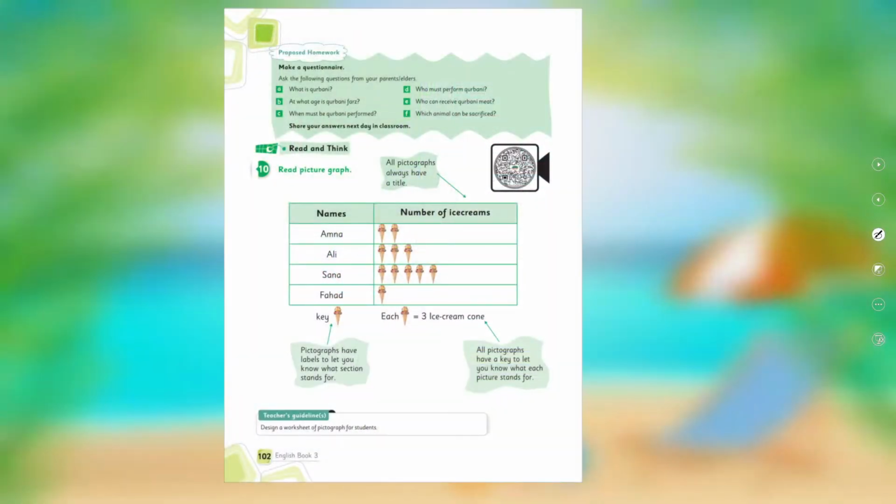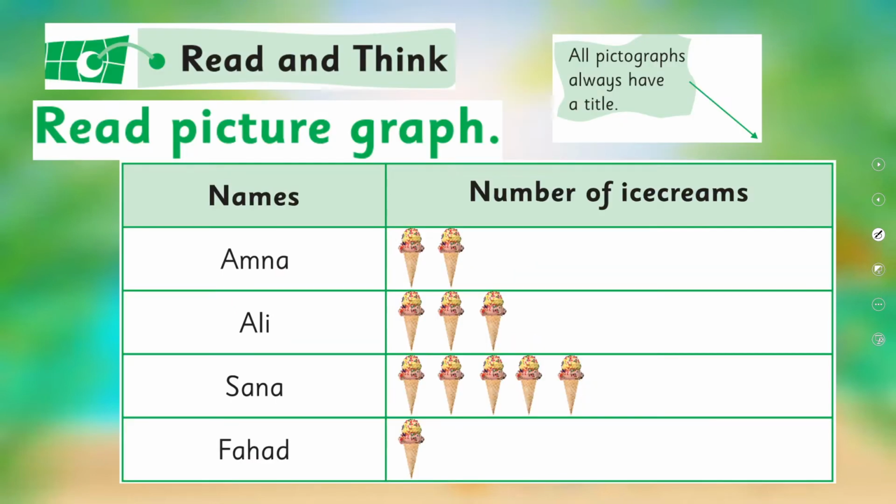First, let's do it from your book. All of you open your book on page number 102. So how we present it, that's written here. Read pictograph, names and number of ice creams.